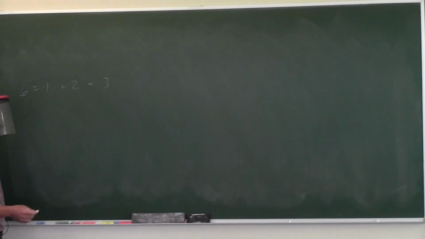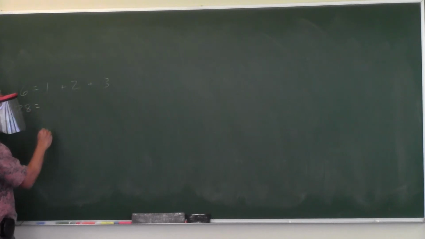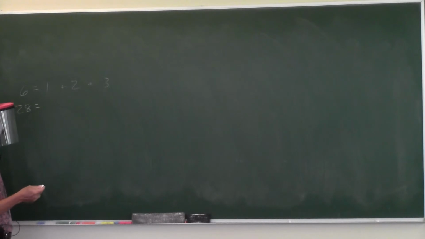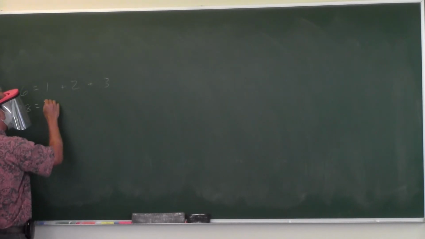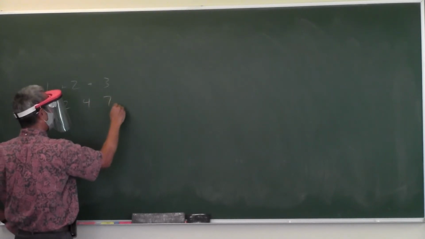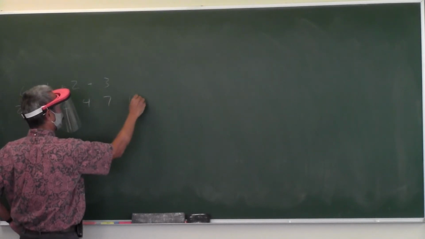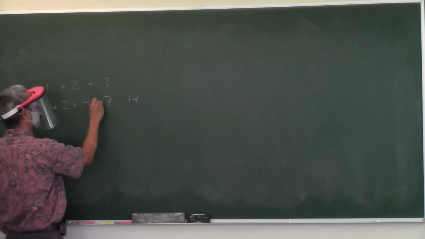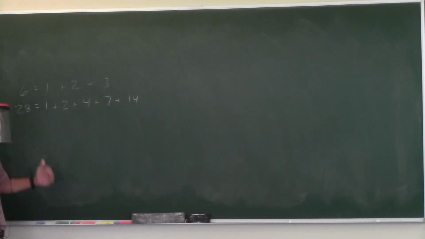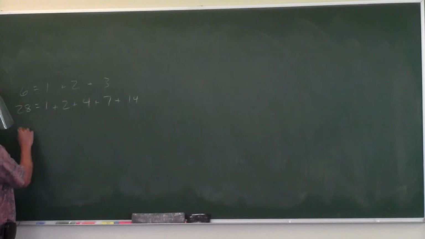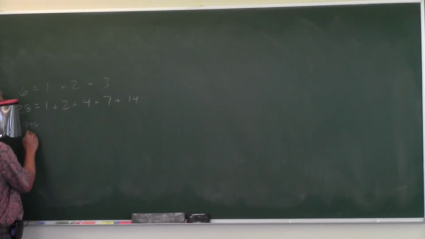What is the next perfect number? 28. Okay, that's because the sum of its proper divisors adds up to itself. What are the divisors of 28? 1, 2, 4, 7, and 14, right? So all the divisors except itself. And then what happens when you add them up? You get 28. It's perfect. You know what the next perfect number is? 496. And then what's the next one? 8,128.